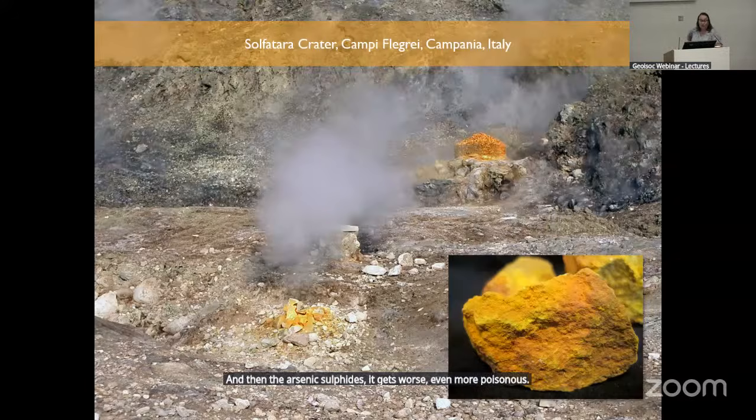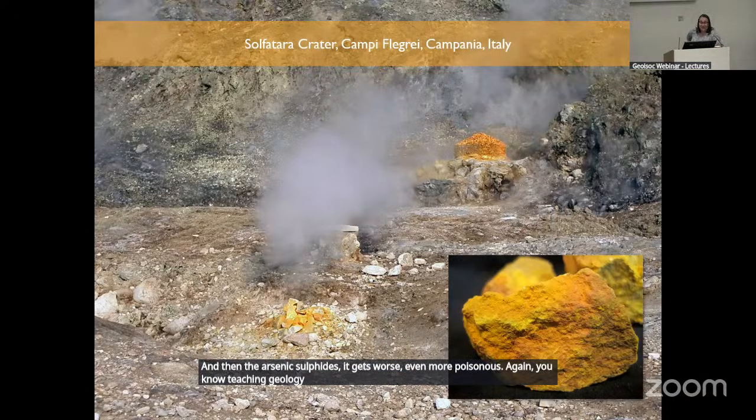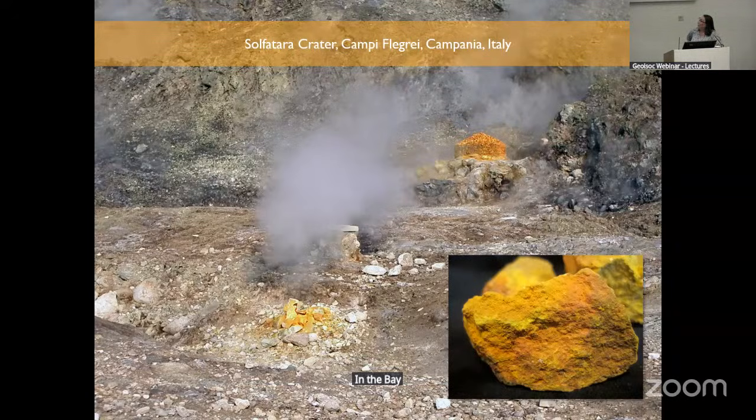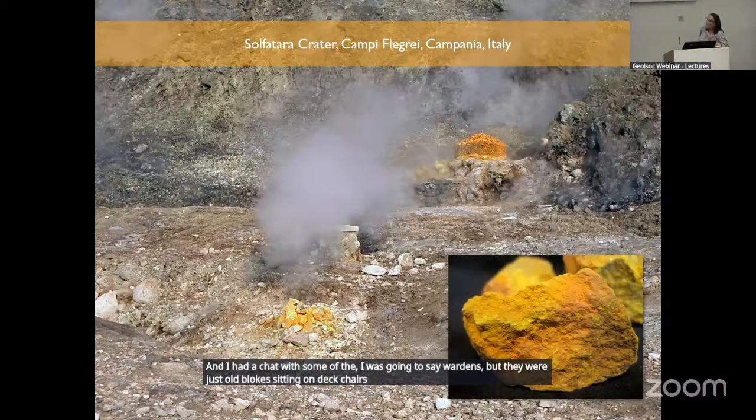Teaching geology did take me to some interesting places. So, field trip to the Campanian volcanic field. This is Campi Flegrei in the Bay of Naples. And these are fumaroles, active fumaroles. And you can see these little cairns of rock that have been built up around them. And I had a chat with some of the, I was going to say wardens, but they were just old blokes sitting on deck chairs, having a smoke, breathing this in all day long.